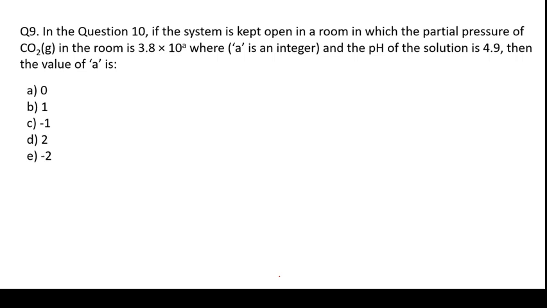This is question number 8. Question number 9 is: if the system is kept open in a room in which the partial pressure is 3.8 into 10 raised to power A, where A is an integer, and the pH of the solution is 4.9, then the value of A is? Okay, try to find out the answer of this question. This is kind of a reverse pH question that we have seen earlier as well. Please try to find out the answer of this question.